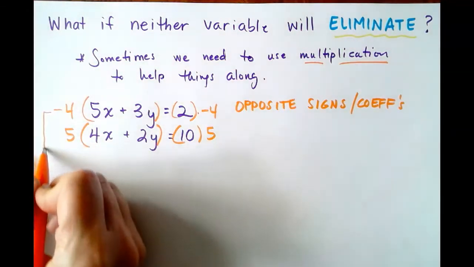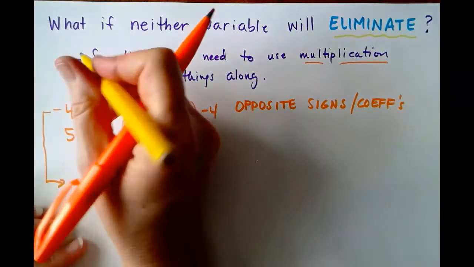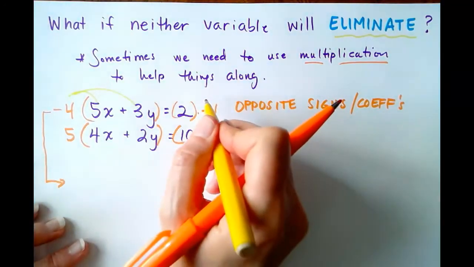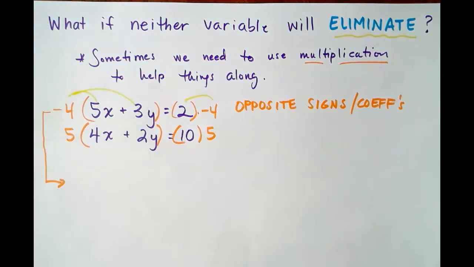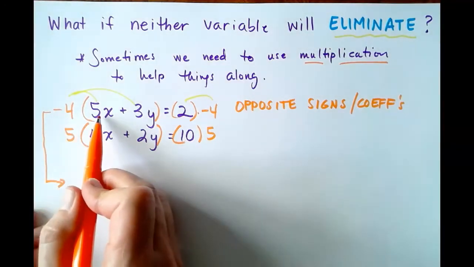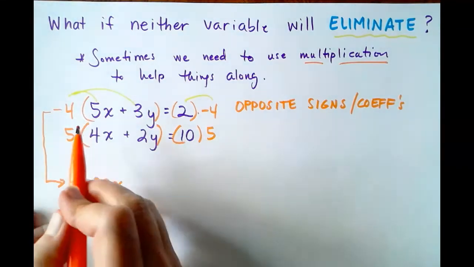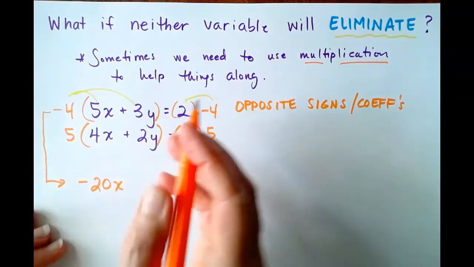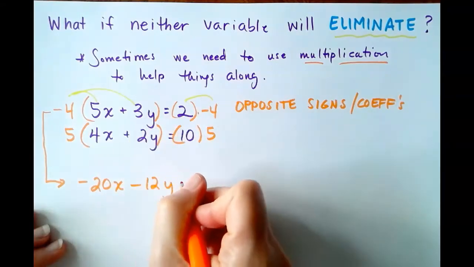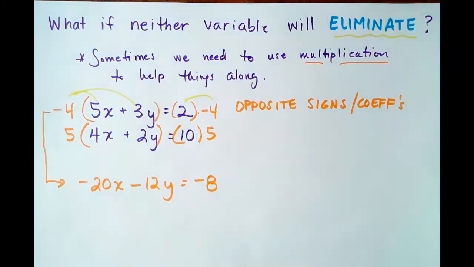So let's take that first equation and let's move it down. I'm going to use the distributive property here, and I will be multiplying every term in that equation by negative 4. So negative 4 times 5x is negative 20x. Negative 4 times positive 3y is negative 12y. Negative 4 times 2 is negative 8. So there is my newly transformed equation.